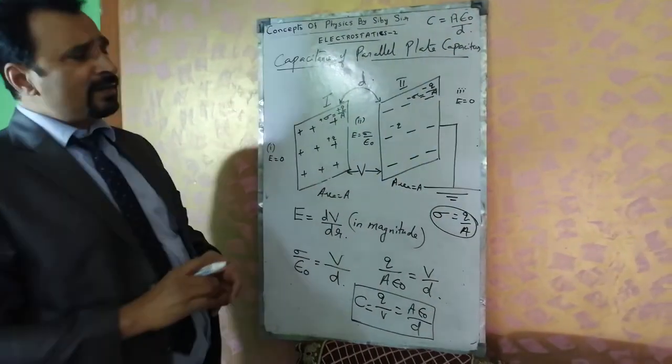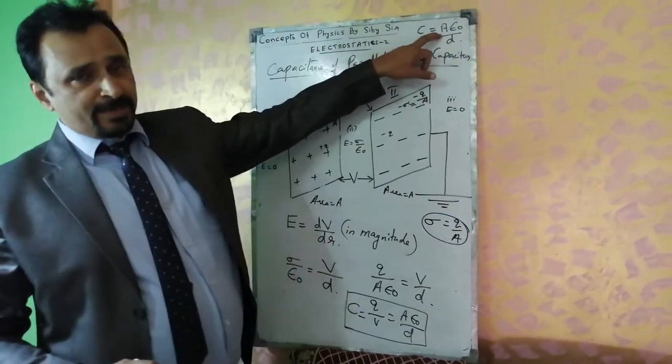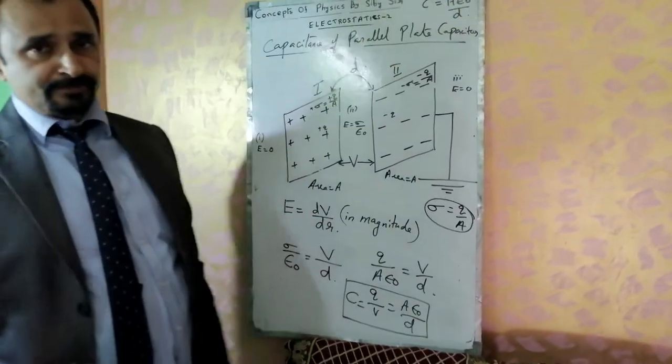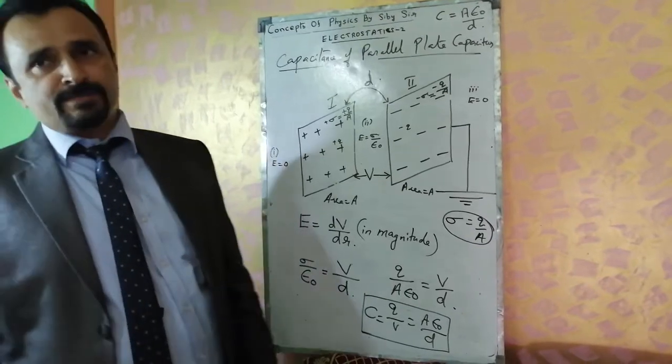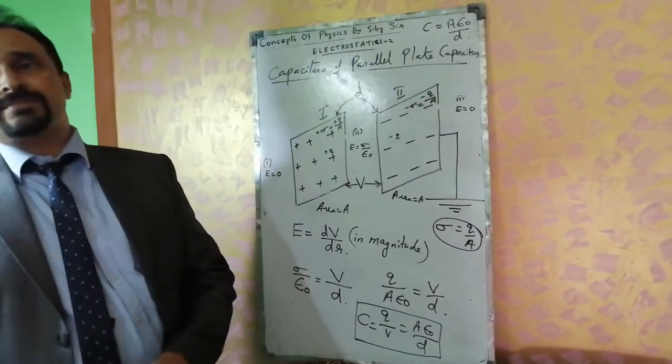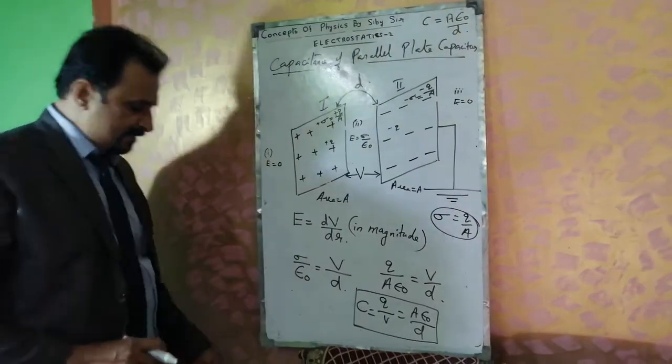What does A stand for? Area of each plate of the capacitor. And what is epsilon naught? Absolute permittivity, or permittivity of free space. And d, the distance between the plates of the capacitor.